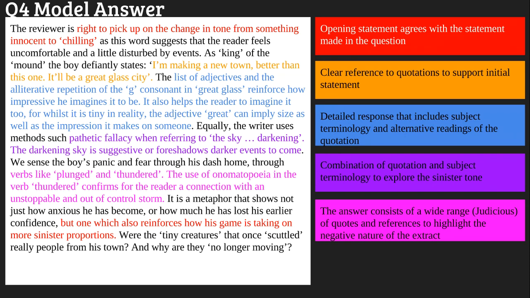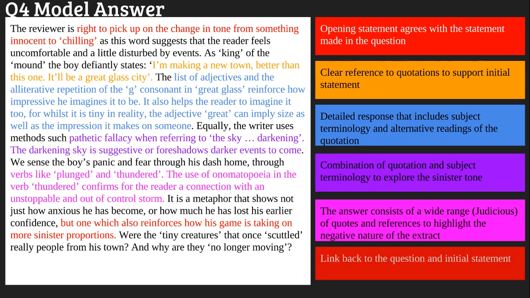Got lots of references, and then it's all about the negative nature of the extract and how an out of control, unstoppable storm is scary, it's dangerous. It links to that darkness. It is a metaphor that shows just how anxious he has become or how much he has lost his earlier confidence, but one which also reinforces how this game is taking on more sinister proportions. Were the tiny creatures that once scuttled really people from this town, and is that why they're no longer moving?